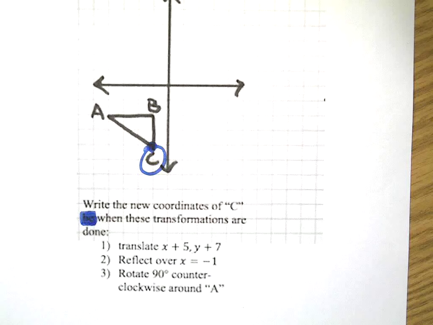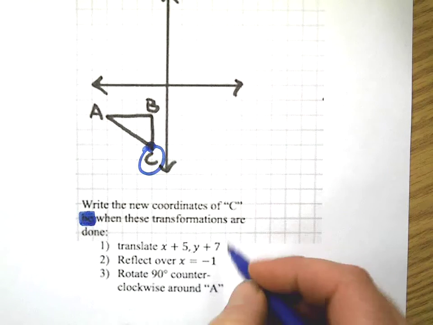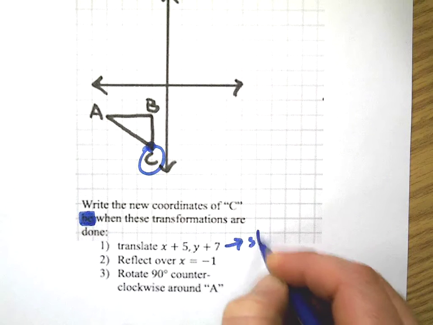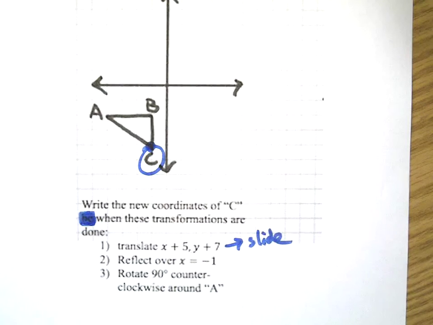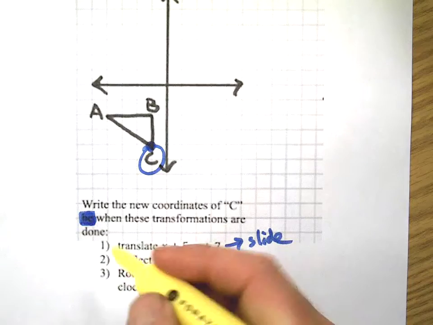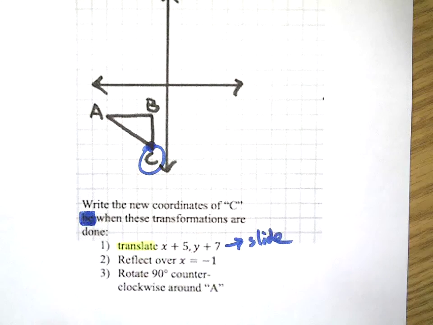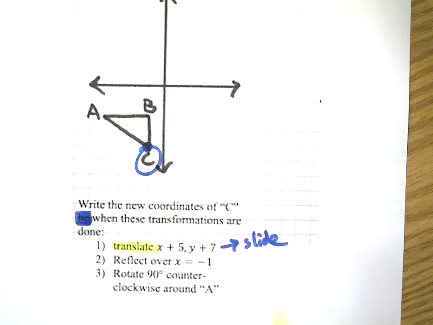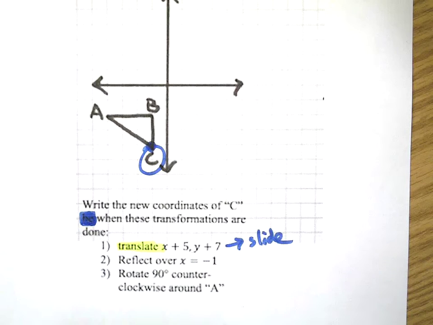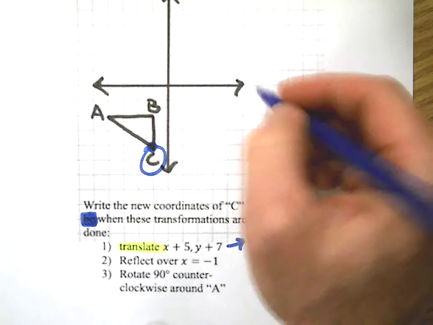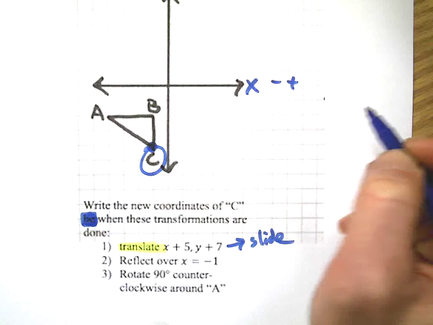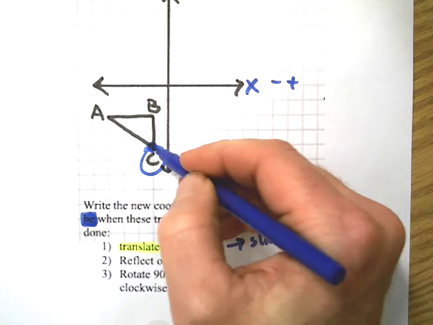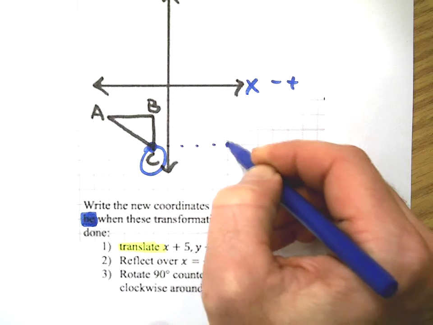Okay. Step 1, translate. That's also slide, but we're working on the vocab. Get my highlighting pen out here. We're working on the vocab, so let's use it. If you need to connect to your past and think of the word slide, you could do that. But we're translating x plus 5. That's the x-axis. Right is positive, left is negative. We're going positive, so we're going 1, 2, 3, 4, 5.